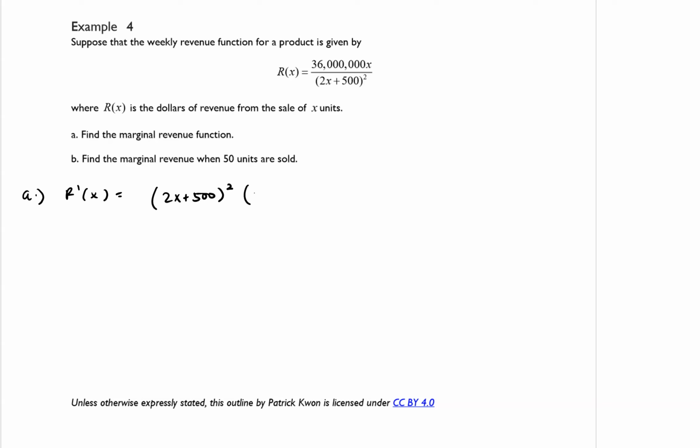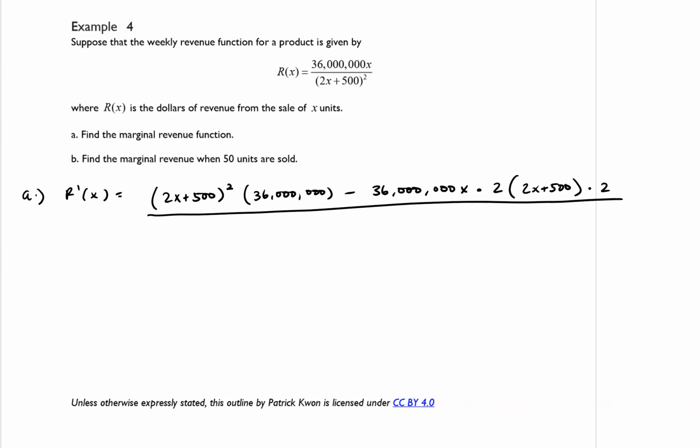times the derivative of the top minus the top times the derivative of the bottom, and then we need to make sure that we're using chain rule and take the derivative of the inside function, and that's going to be 2 all over the bottom squared. And let's go ahead and clean that up a little bit.